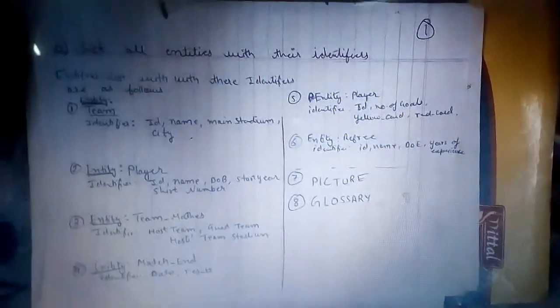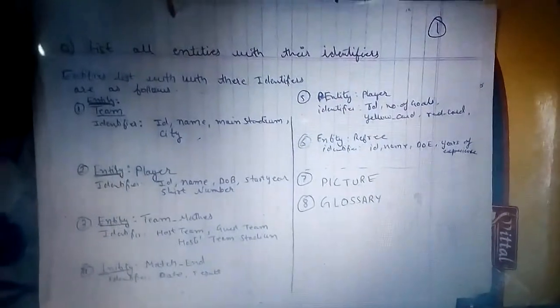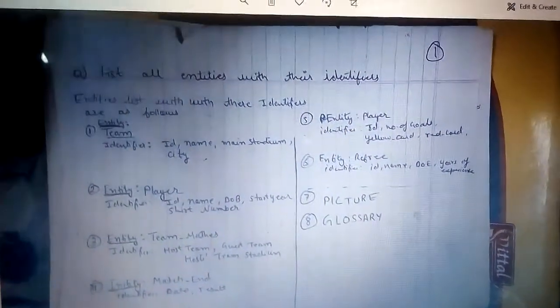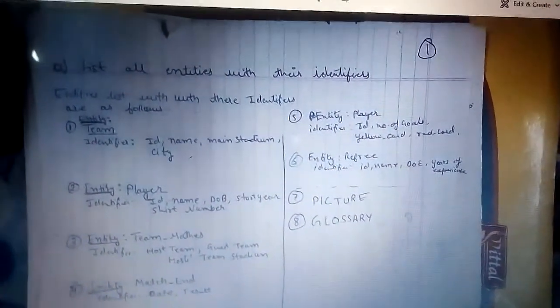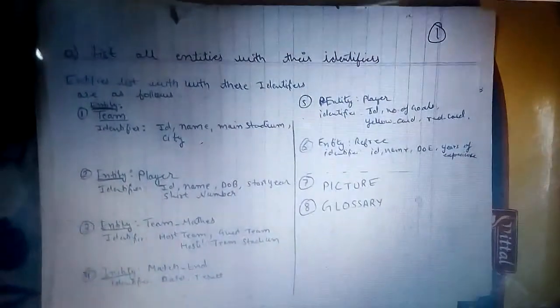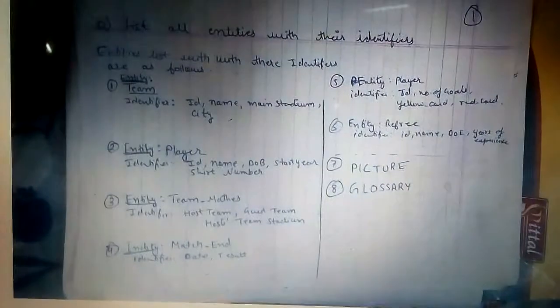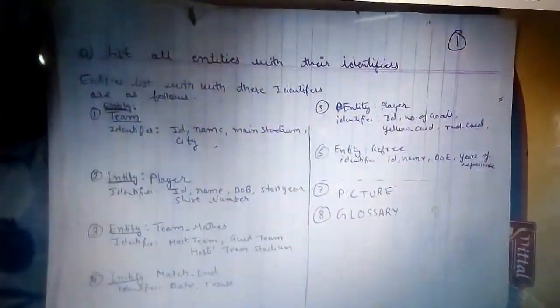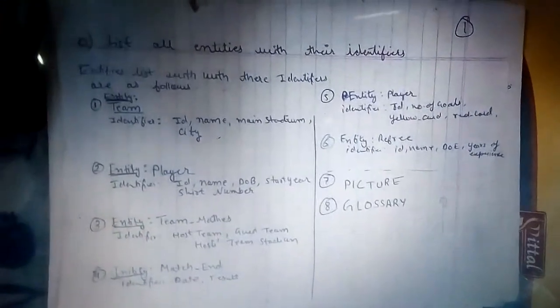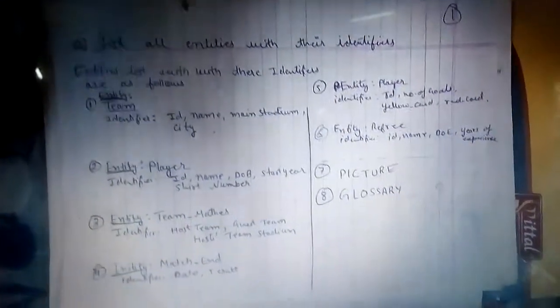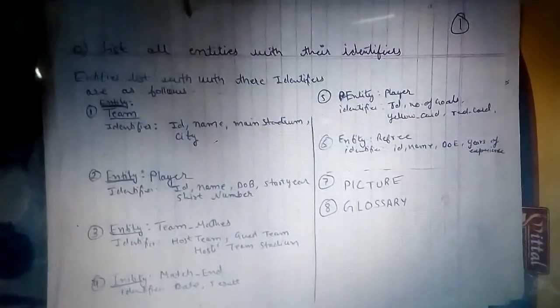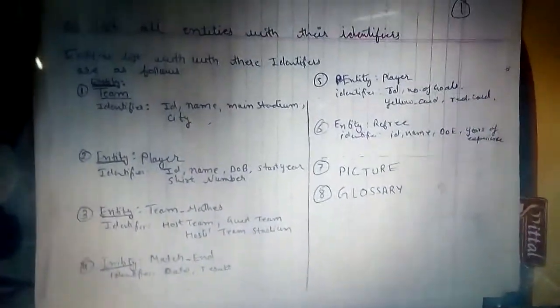So what were the entities? We have written that the team is an entity, then the player is an entity, and then team matches, and a referee is an entity. The picture and glossary were not given in the question, but they were given in the diagram, right? That's why I wrote picture and glossary as entities also. So this was about listing all the entities.